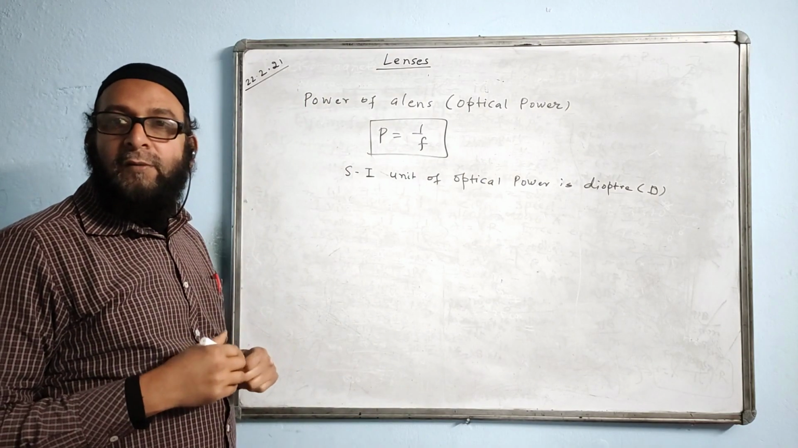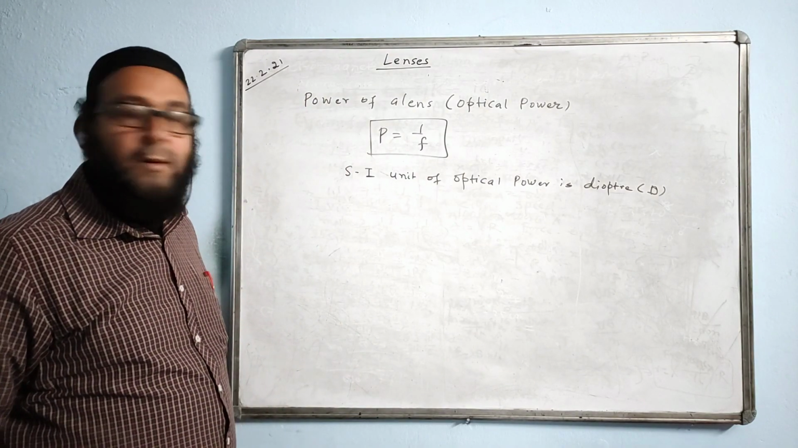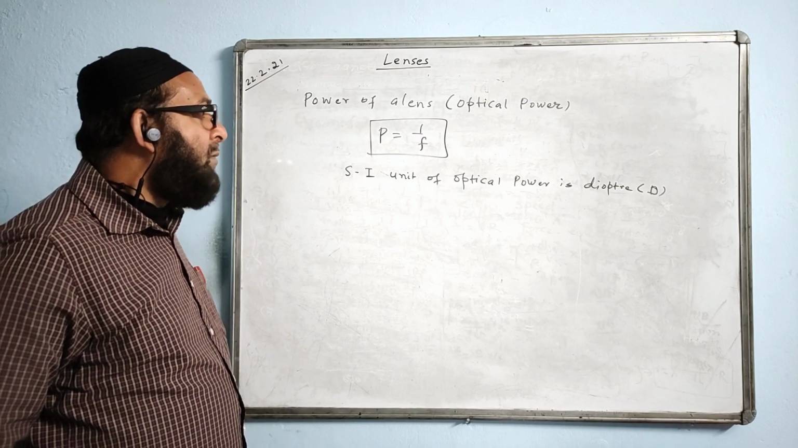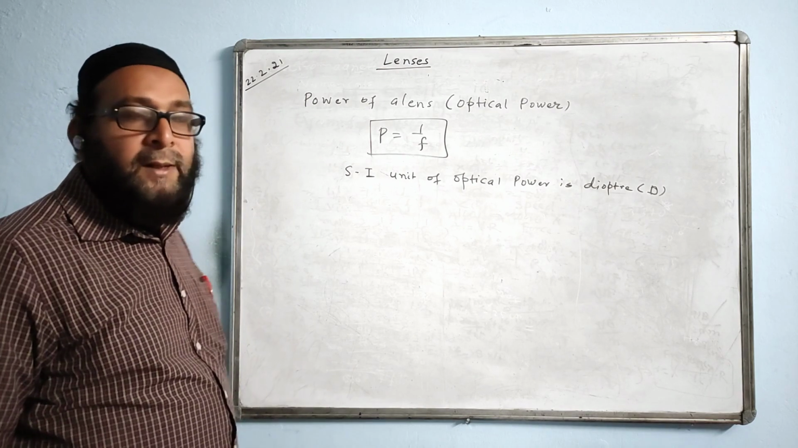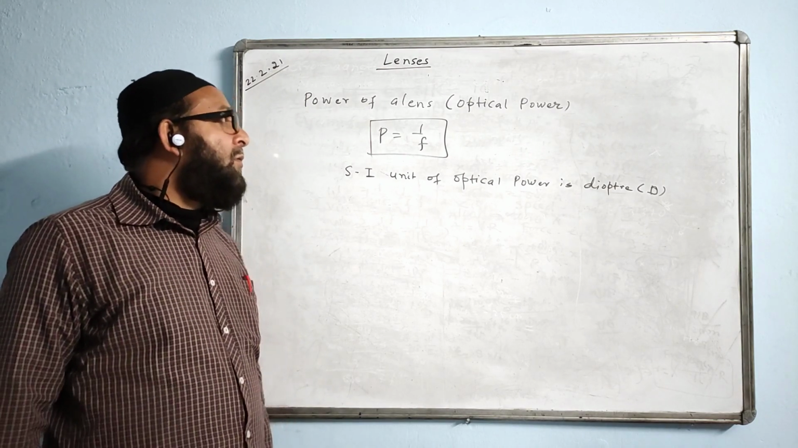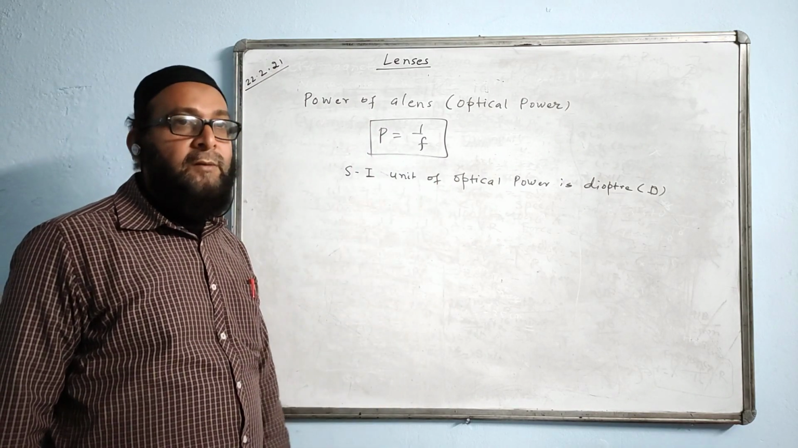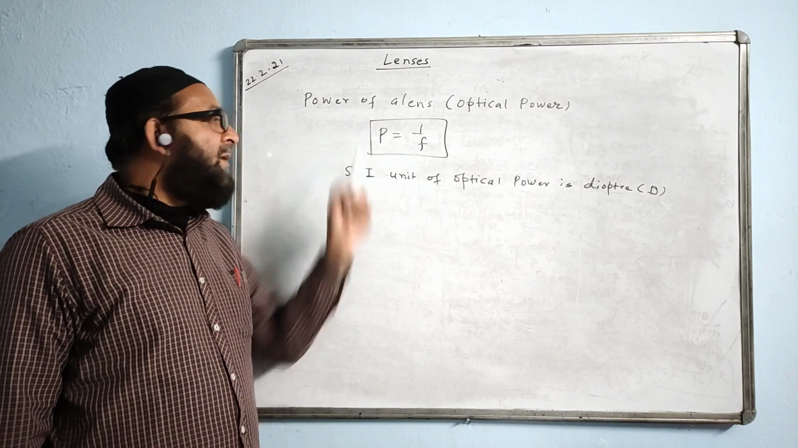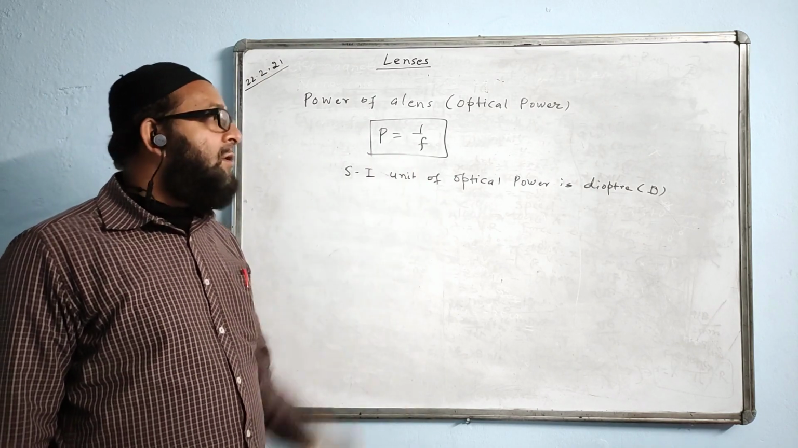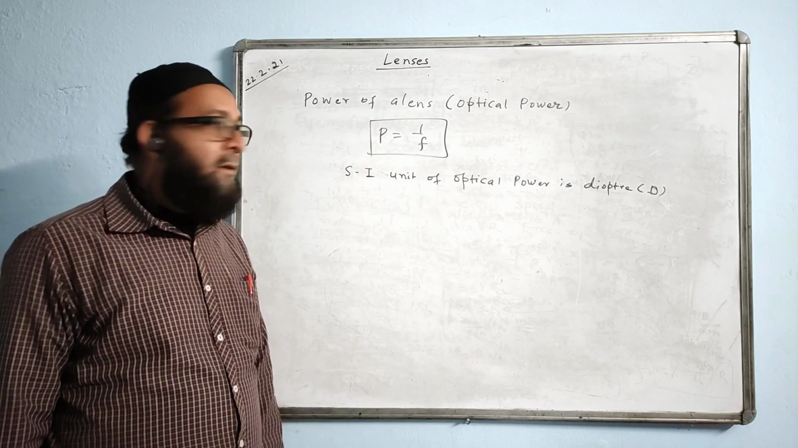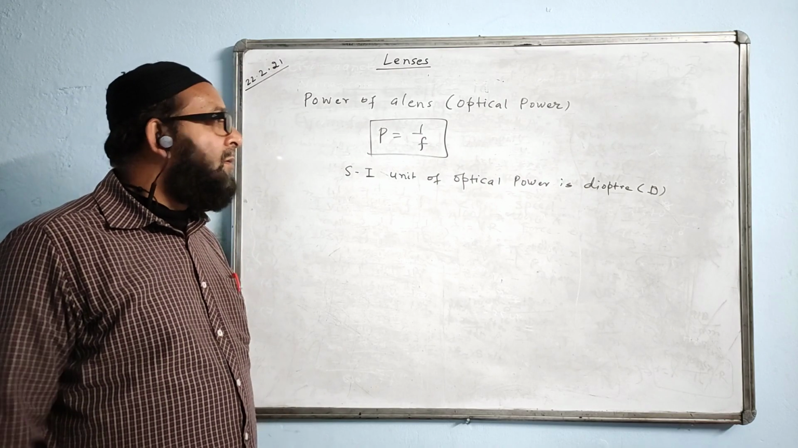The SI unit of optical power is diopter, denoted by D. For a convex lens, power will be positive because focal length is positive, and for a concave lens, power will be negative because the focal length of a concave lens is negative. Okay.